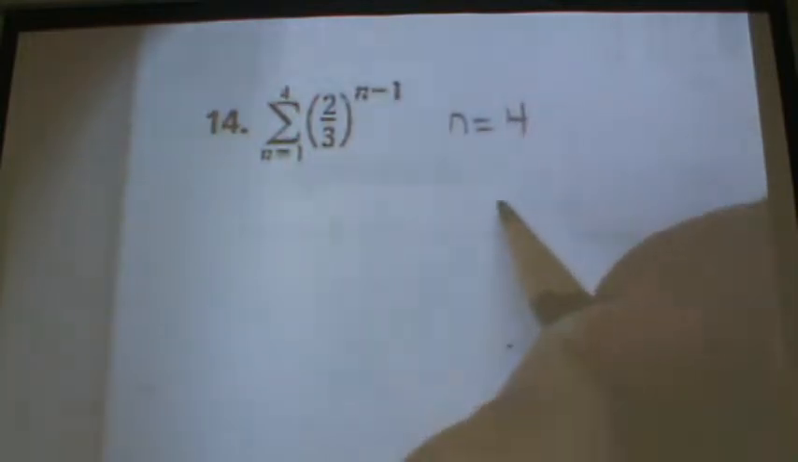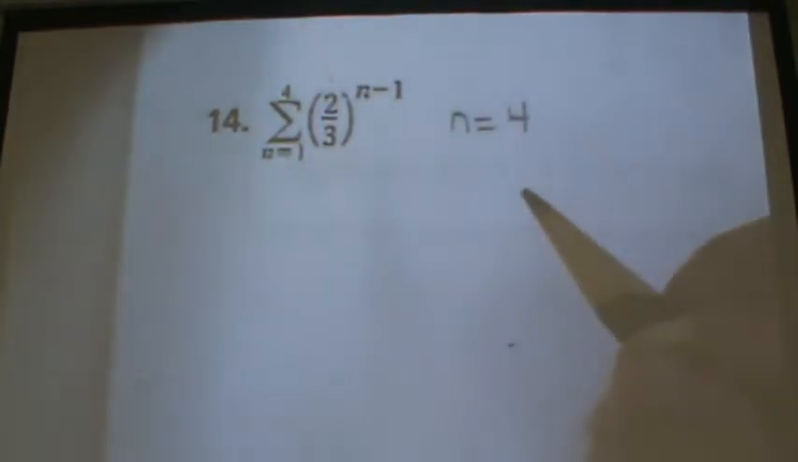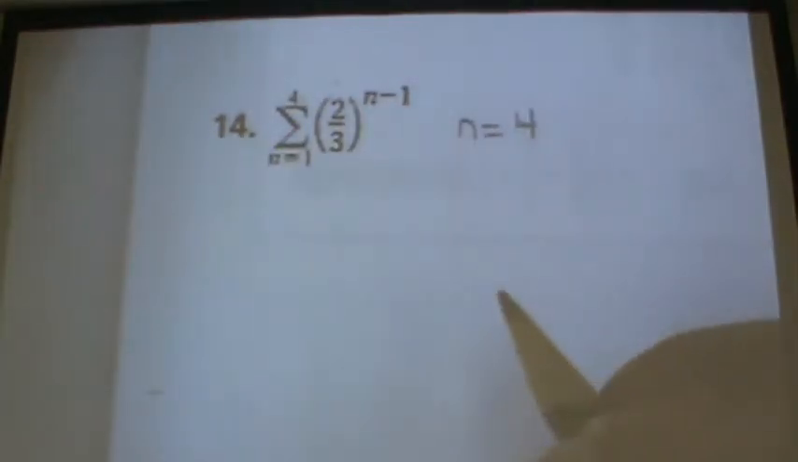Okie dokie. Number 14. Let's do this one. So, how many terms are we adding together? 4. How do you get that, by the way? Subtract these two numbers and add 1. If it starts with n equal to 1 down here, it's going to be that top number. But if n is not 1 here, it's not that top number. It just so happens that all the ones we've done so far, it's been the top number.